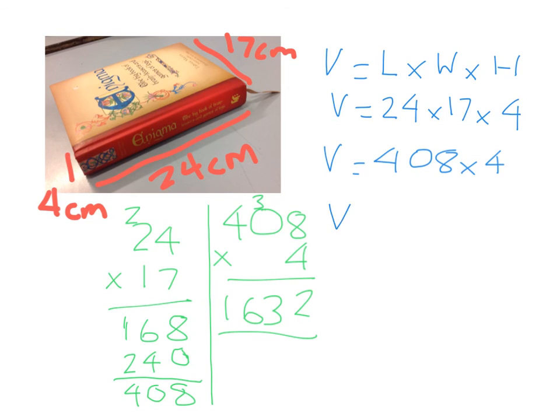Therefore, my volume is going to be 1,632 centimeters cubed. Really important that I include my measurements in. So there you have it. My Enigma riddle book is 1,632 cubic centimeters.